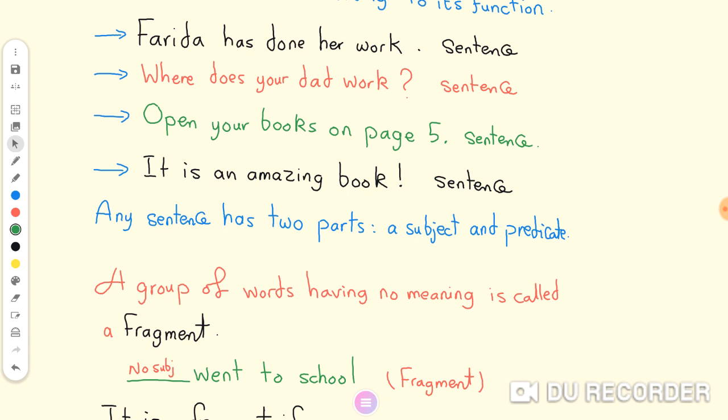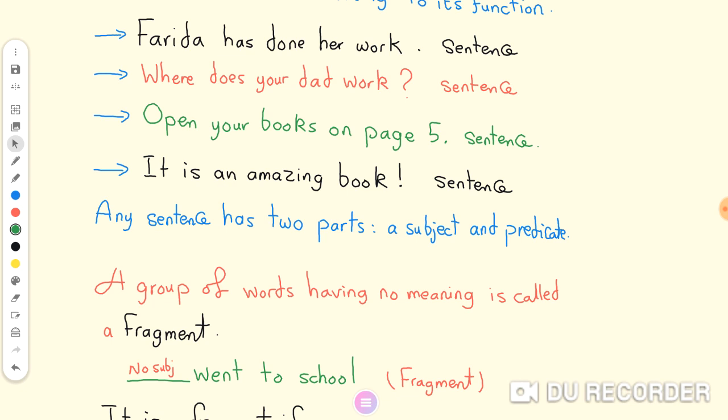Number 3, open your books on page 5. This is a group of words and it has a complete meaning, but it does not have a subject, because the subject is always hidden in an imperative sentence, the sentence that gives orders. The subject is always hidden, it's always you. And this group of words has a complete meaning, so it's a sentence.